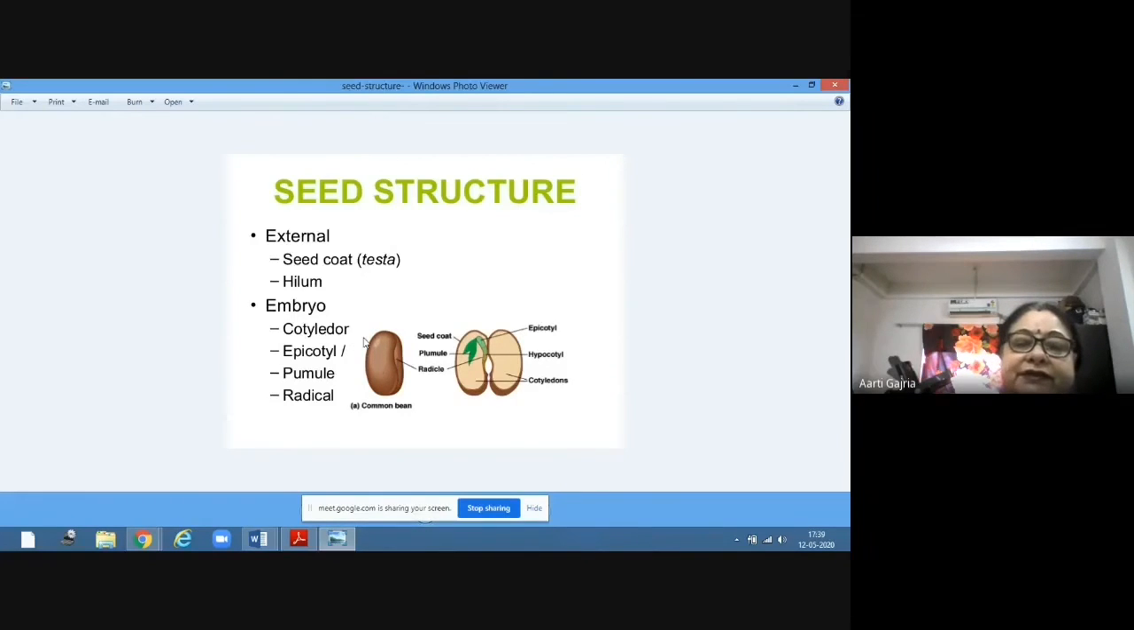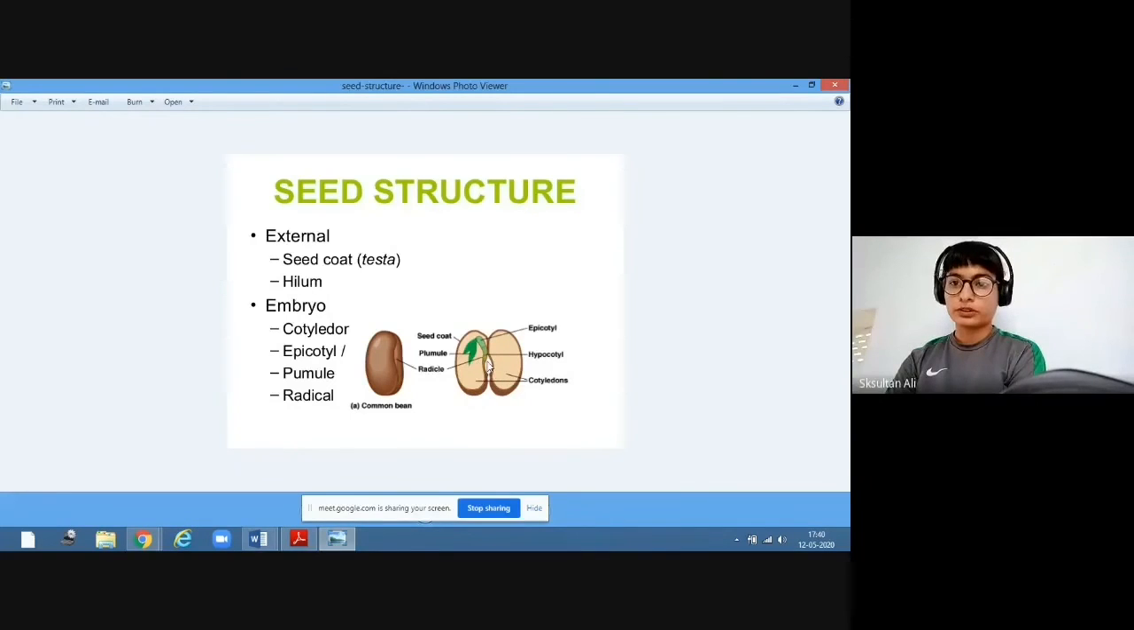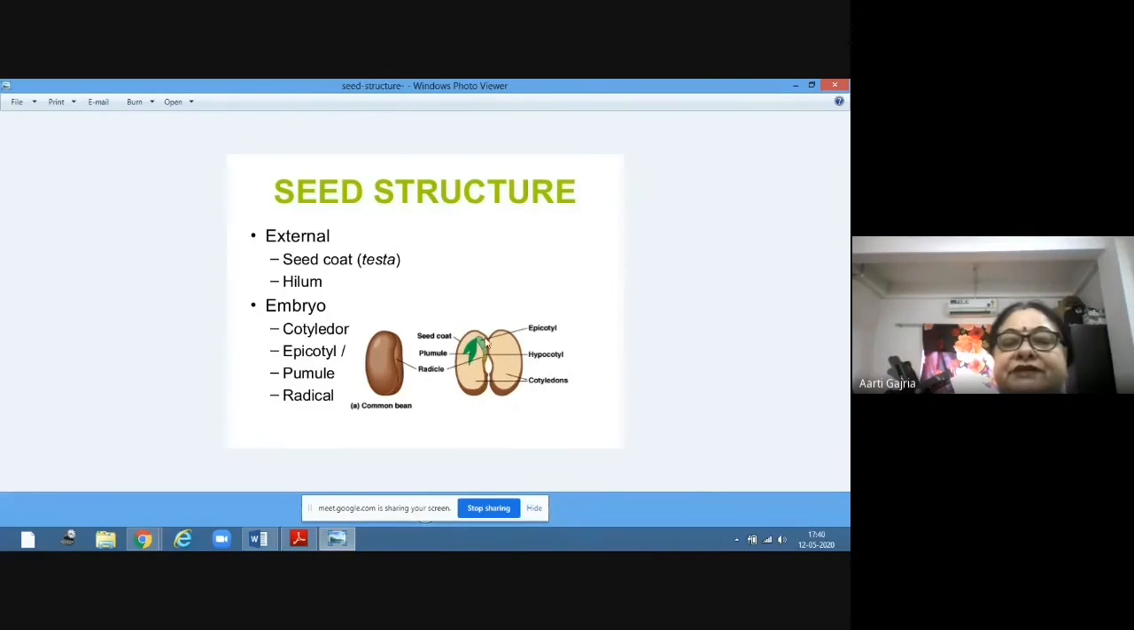Then inside there is the embryo. Now this embryo is having what? Epicotyl. Epicotyl is giving rise to shoot, and hypocotyl is giving rise to root. This is the embryo, and these are two cotyledons. In the dicot embryo, this epicotyl is giving rise to shoot, and this hypocotyl is giving rise to root.